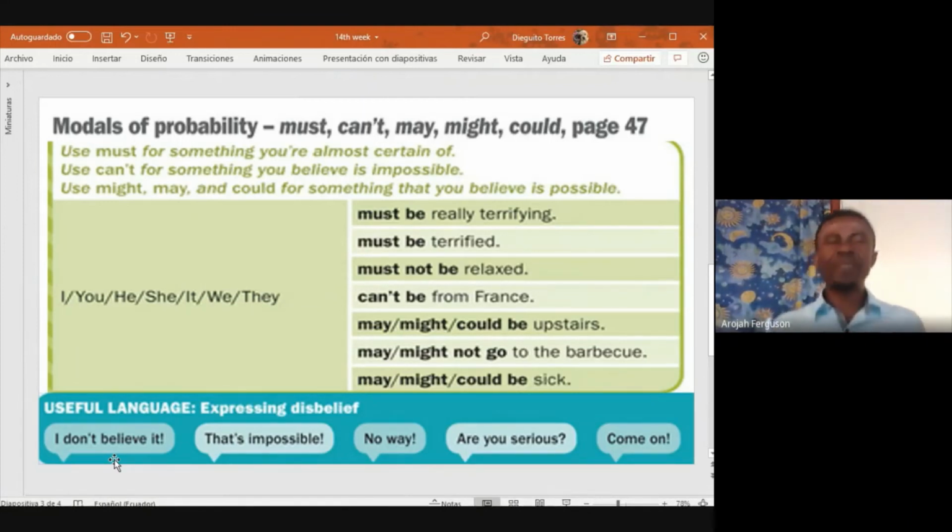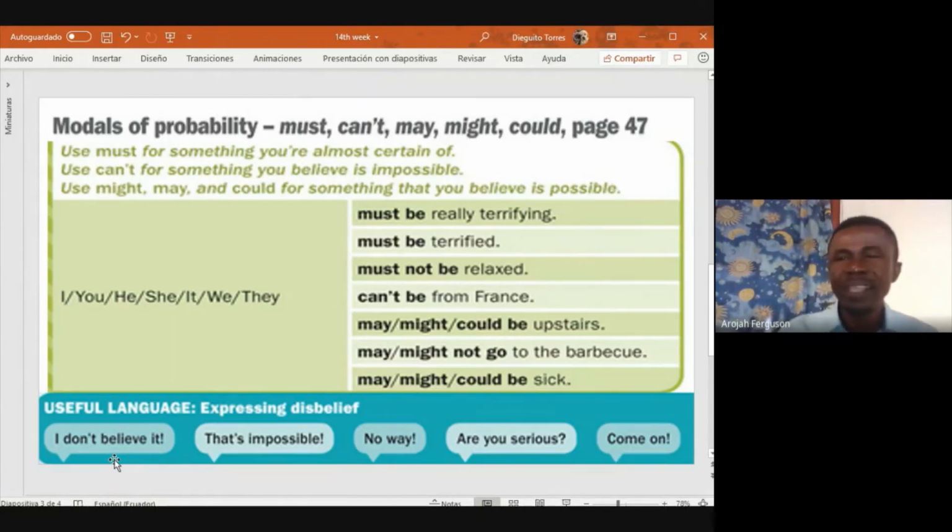It's useful language. If I say I am afraid of insects, then you say, "What? I don't believe you. You are afraid of insects? A big man like that, you are afraid of insects?" Insects are small, tiny animals. How come a big man is afraid of insects?